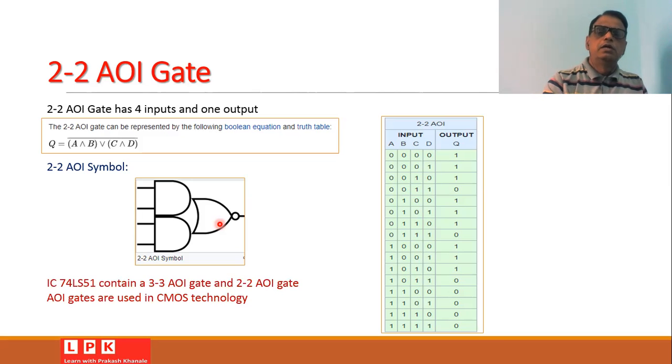So there are certain ICs available. By making use of these ICs, you can implement the logic circuit by using the AOI gates. Say, for example, we have an IC 74LS51, which consists of a 3-3 AOI gate and a 2-2 AOI gate. So AOI gates, as I told you, can be implemented by using the CMOS technology.